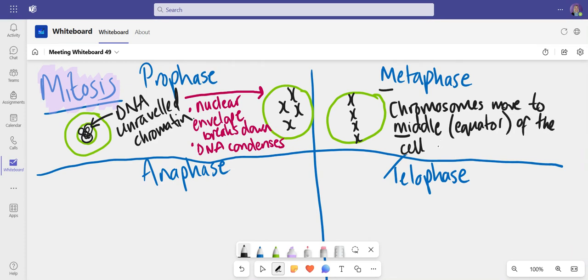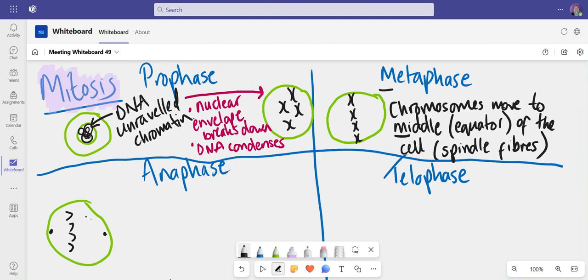And the thing that moves them is the spindle fibre. Spindle fibres move them around the cell. So they put them onto the equator. Then we move on to anaphase. And in anaphase, those spindle fibres are going to contract and pull the chromosomes in half.